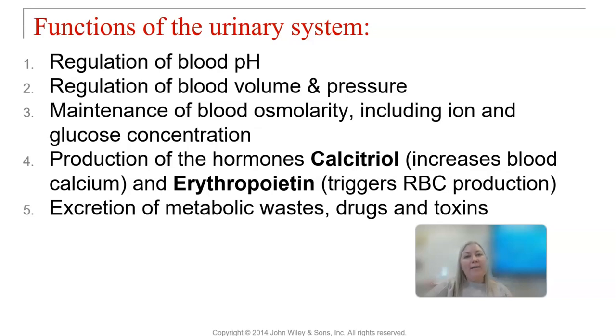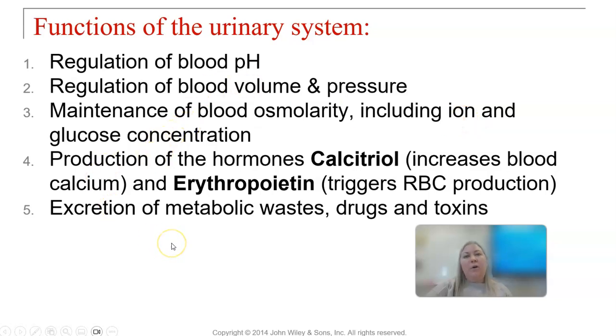So functions of the urinary system are really important. Regulation of all aspects of blood homeostasis. So we have here listed pH, so how acidic or how basic your blood is, your blood volume, blood pressure, osmolarity, which is like how salty it is or how many solutes are in it, ion concentration, and glucose concentration.